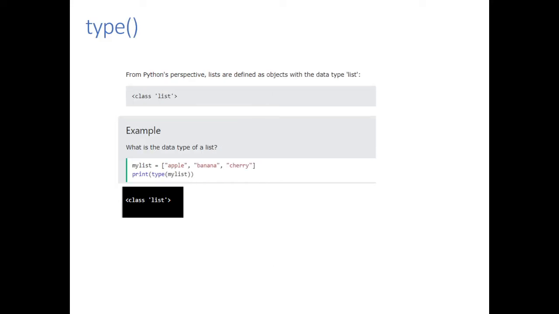Type. From Python's perspective, lists are defined as objects with the data type list. That's why if we print its type, it will display here that it's a class of the type list. So what is the data type of a list? My list equals apple, banana, cherry. If you print the type using the type function, my list, then it will say it's a list. That's how we determine the type of a particular variable.